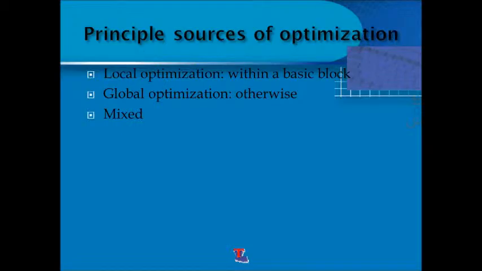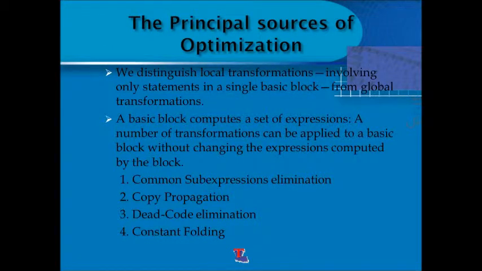Okay, principal sources of optimization. Local optimization, which is within a basic block. Global optimization, which is not in a basic block. Or we also have mixed optimization, which can be with or without the basic block. These are the following methods in the principal sources of optimization, which we will explain in brief: common sub-expression, copy propagation, dead code, and constant folding.